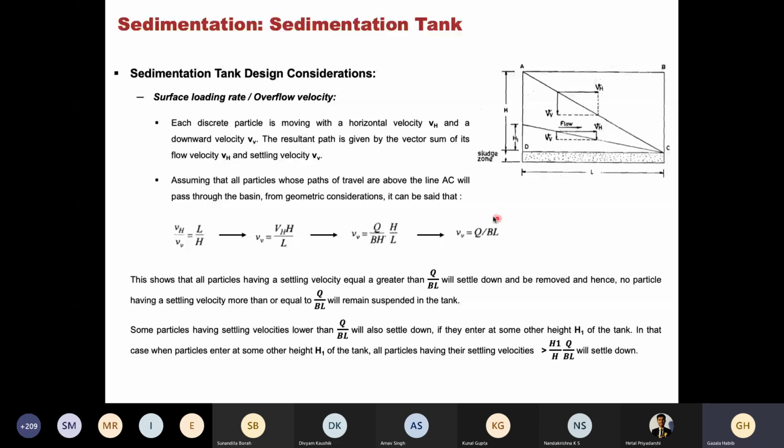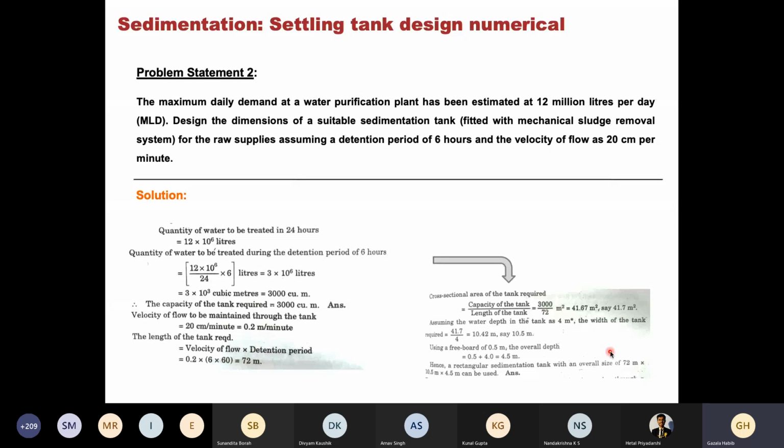If the particle enters the tank at a height h1, not at h, then a particle having velocity greater than h1 upon h into Q by BL will settle down. So it's a simple logic to visualize the settling of particles in a sedimentation tank. This is another example. You can go through the examples. Two solved examples are given.